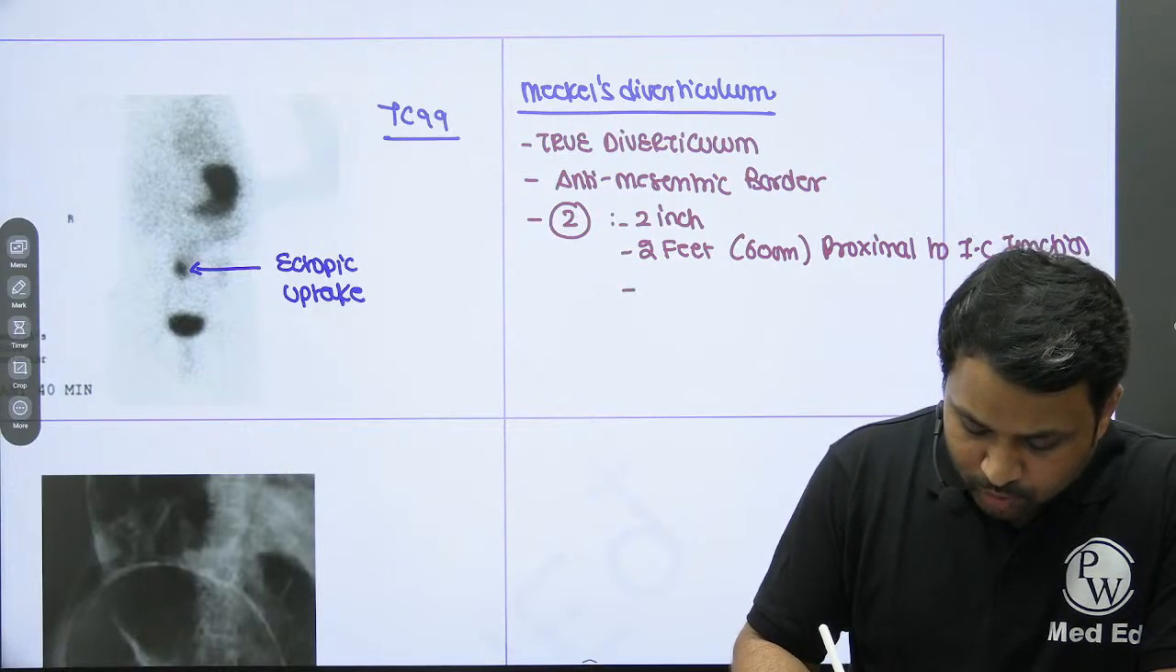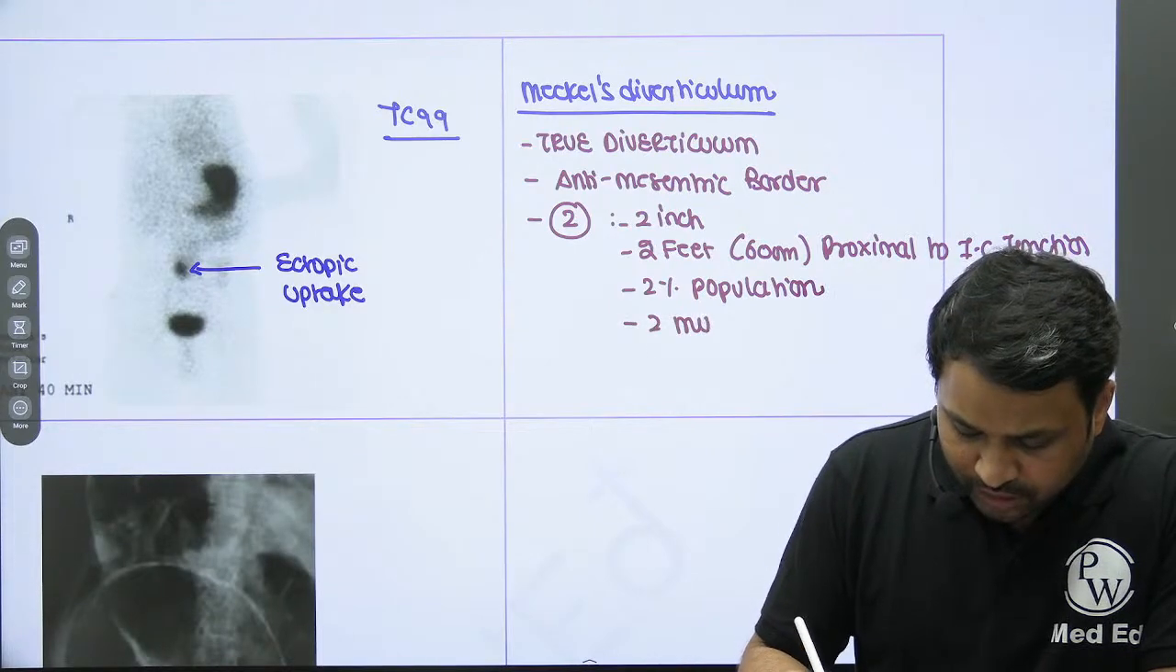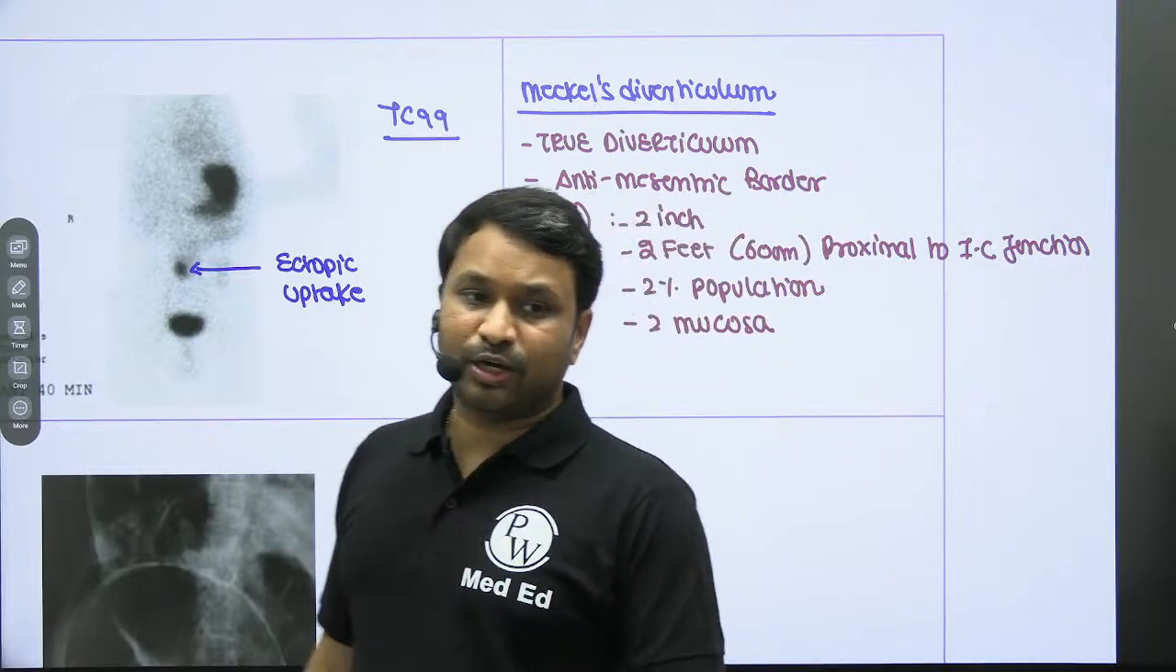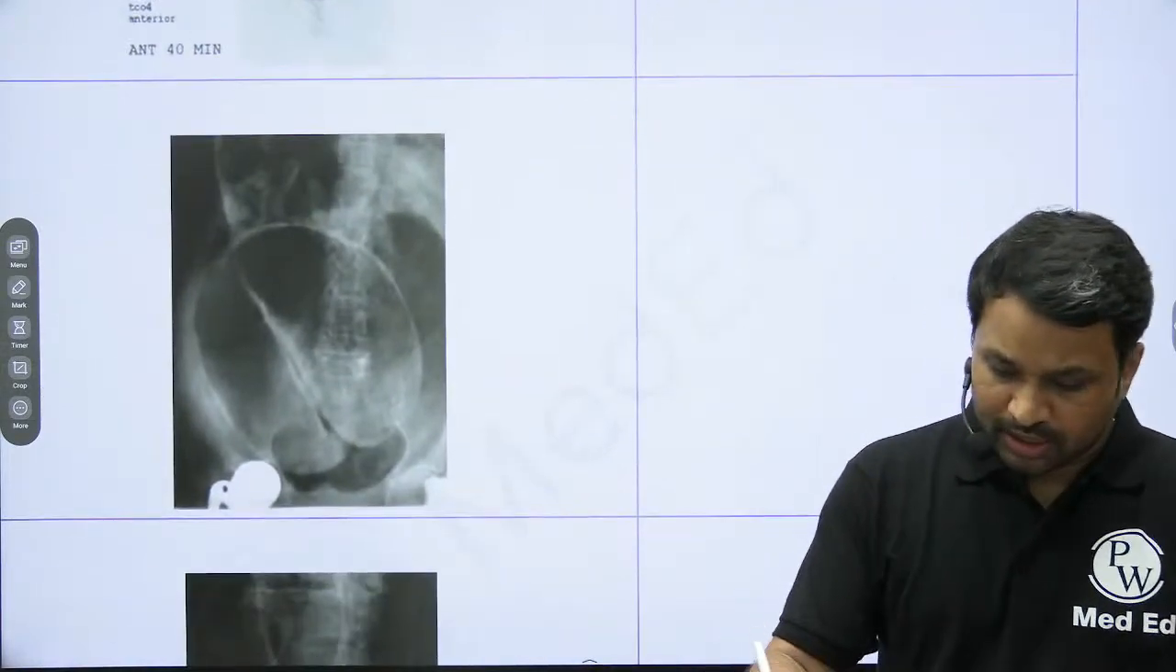It is seen in 2% of the population. So hence it is the most common congenital disorder of the intestine, and it has 2 different mucosa. One causes a gastric type of mucosa, and it also consists of ectopic pancreatic tissue. Okay. So this is your classical coffee bean sign.